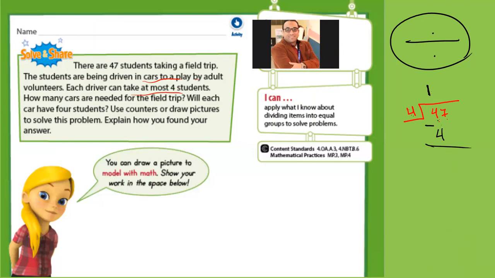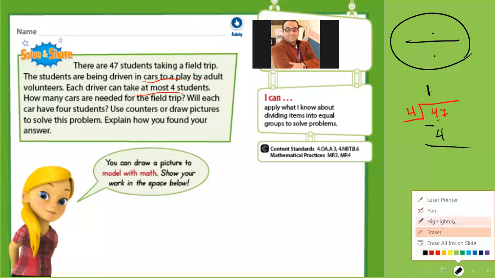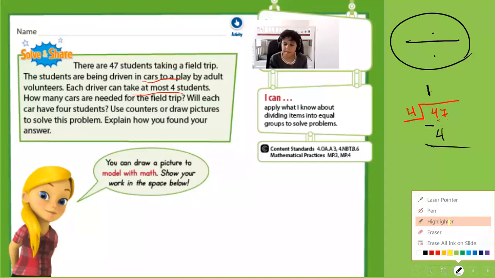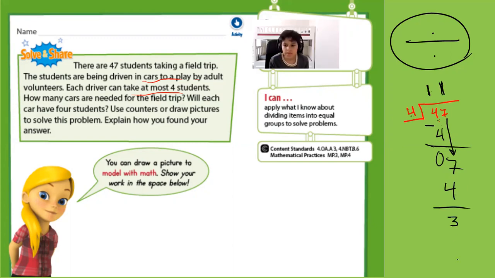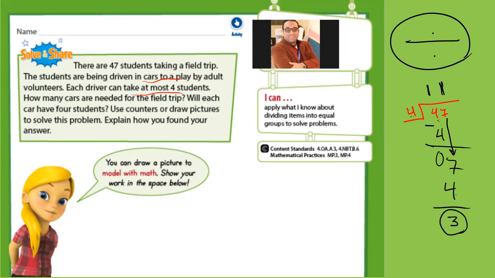4 minus 4 equals 0. Very good. I will drop this 0 here, and drop this 7. Now, 7 divided by 4 equals what? What is the number? If I multiply by 4, I will get 7. It's also 1. 1 multiply 4 equals 4. 7 minus 4 equals 3. I cannot continue dividing. I will stop here.